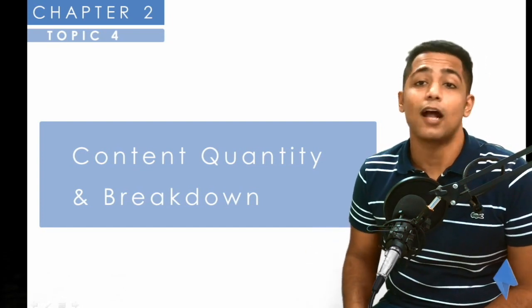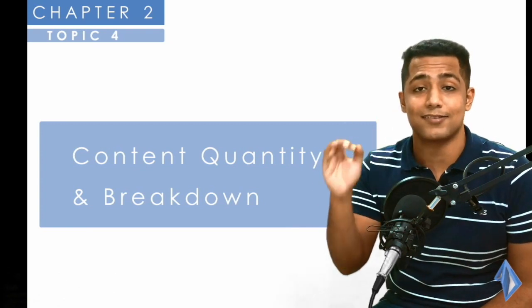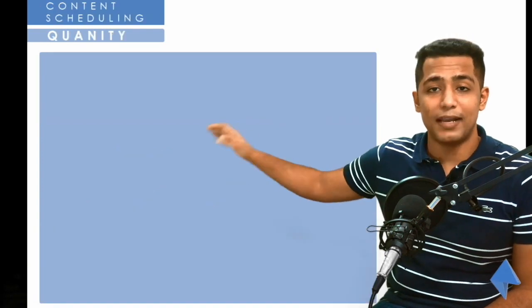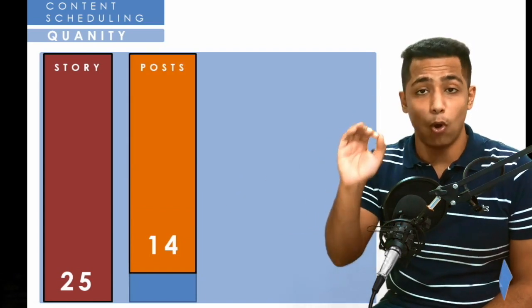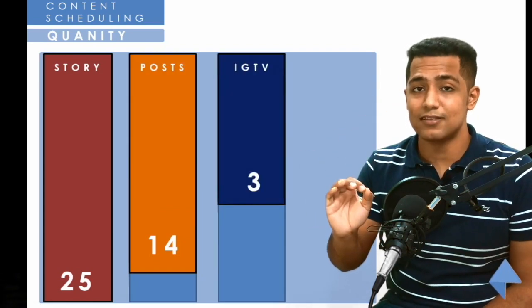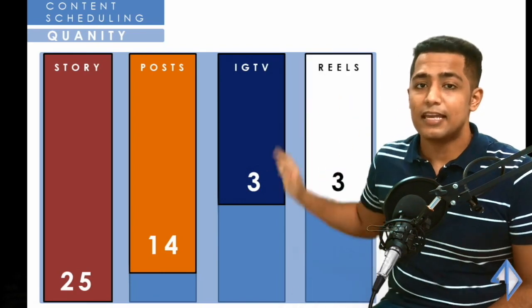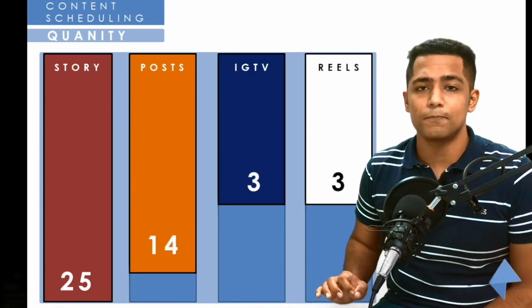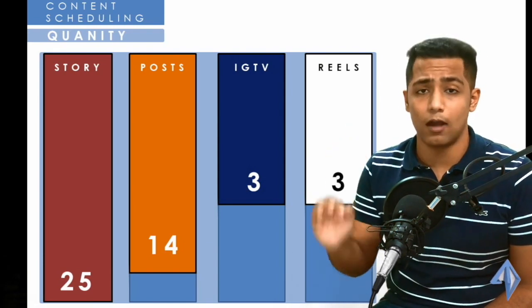What is content, and how much content do we need from all these different things which I explained to you in the last topic? As you can see over here, we have a breakdown of content. We have 25 pieces of story, 14 pieces of posts, 3 pieces of IGTV and another 3 pieces of reels. If we are able to produce this much content every single week, we are really going to see massive changes in our account.